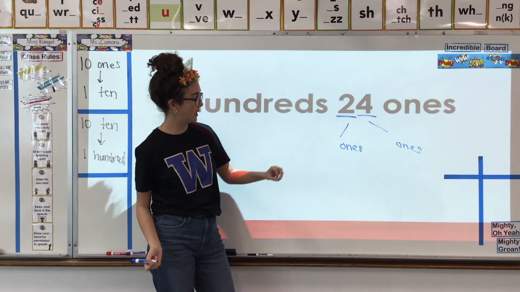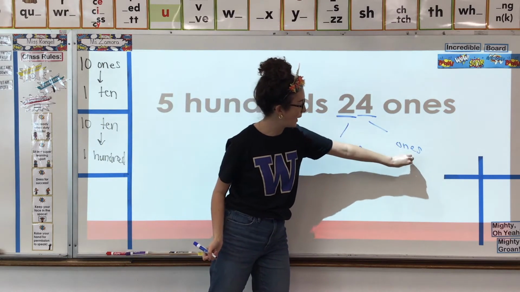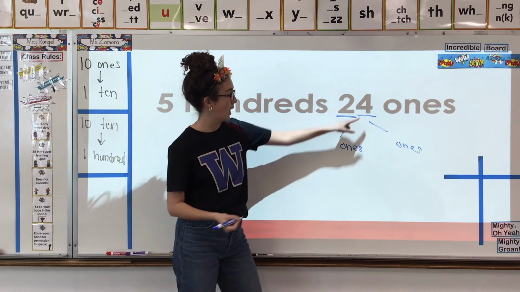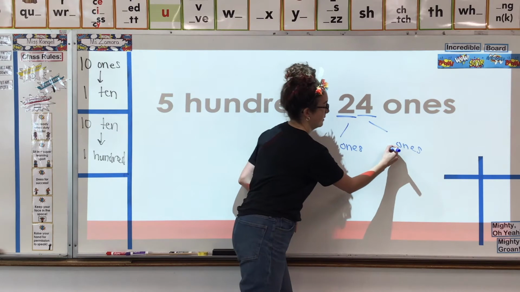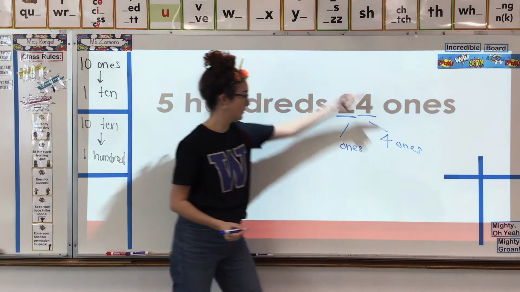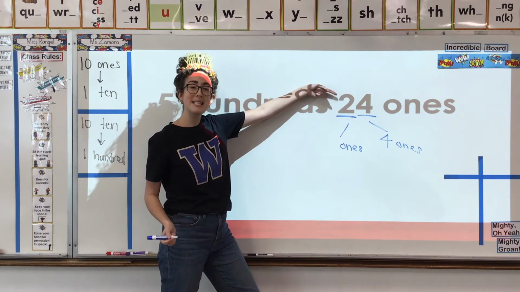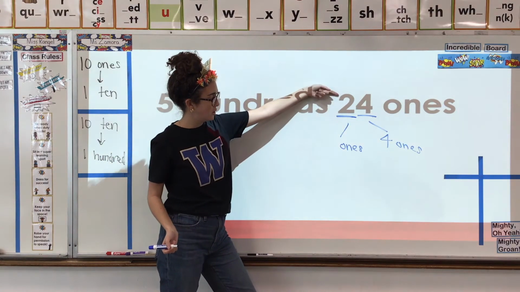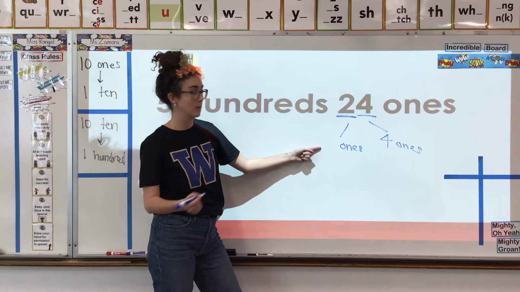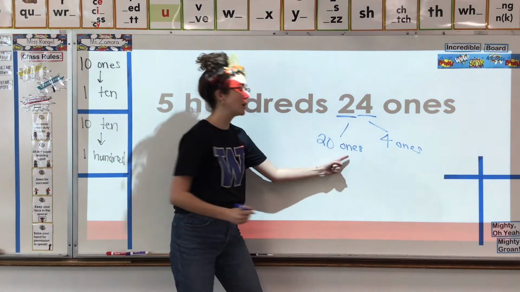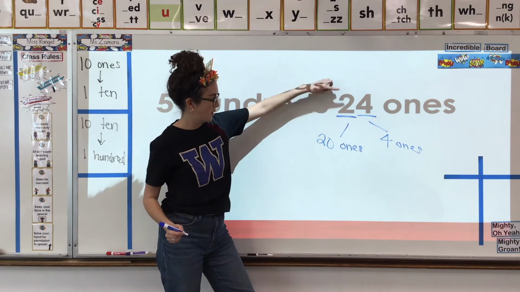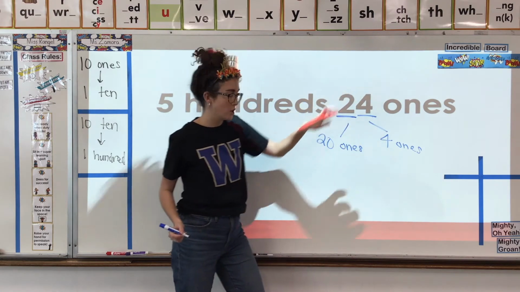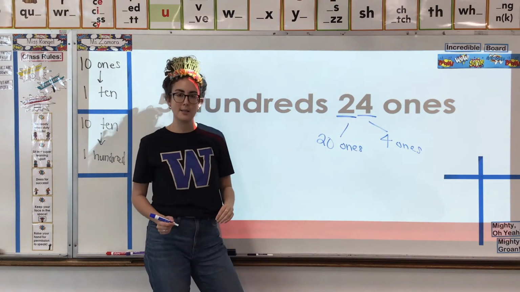Can you write this on your board? We're going to break it apart into 4 ones, a group of 4 ones, and then our 2 is in the tens place. So how many ones will we have here? 2 tens. We will have a group of 20 ones. 2 tens became 20, but our unit is ones. So we have a group of 20 ones.